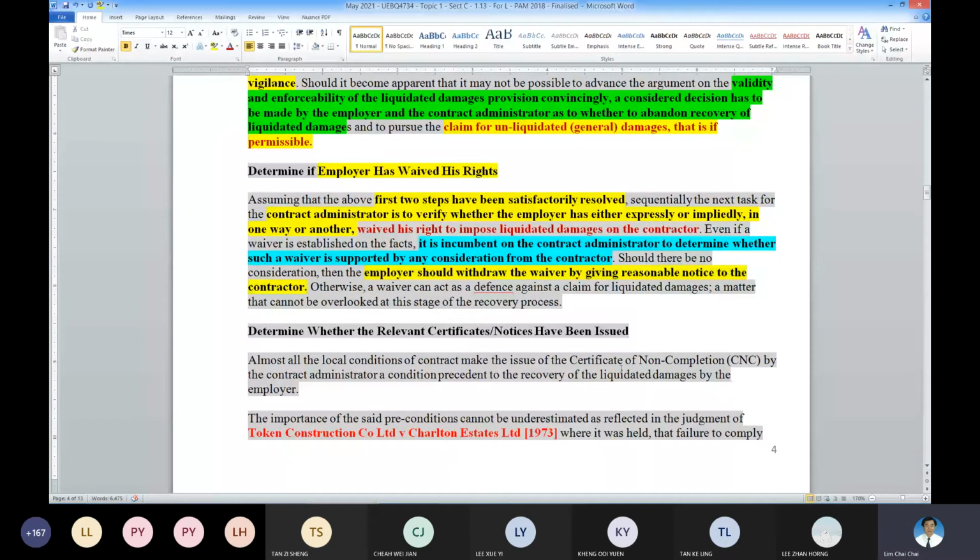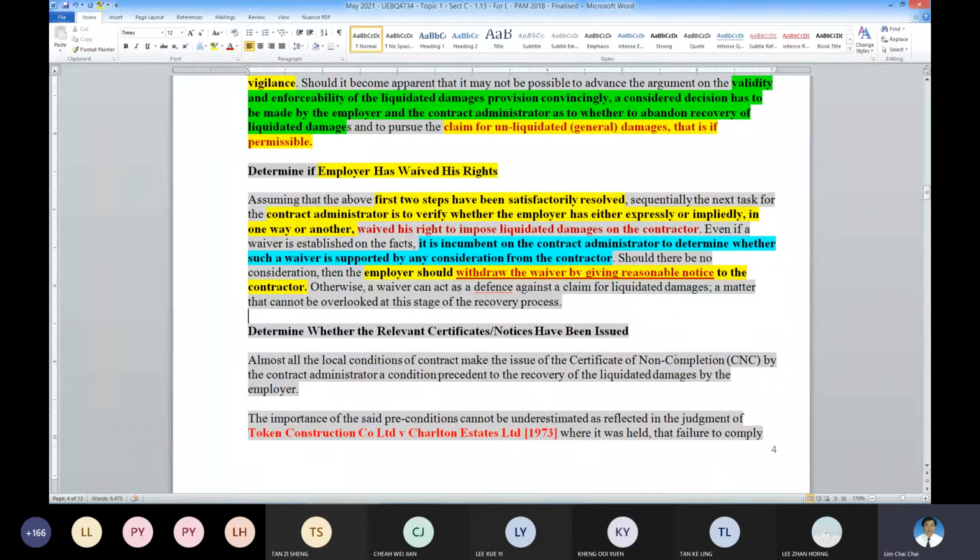If the contractor got the rights and given the consideration for the employer not to impose, then the architect has to follow suit. Or the contractor has the rights, but maybe there is no consideration given, there's a possibility the employer may withdraw the waiver by giving notice. So this is something that is up to the employer and the contractor.